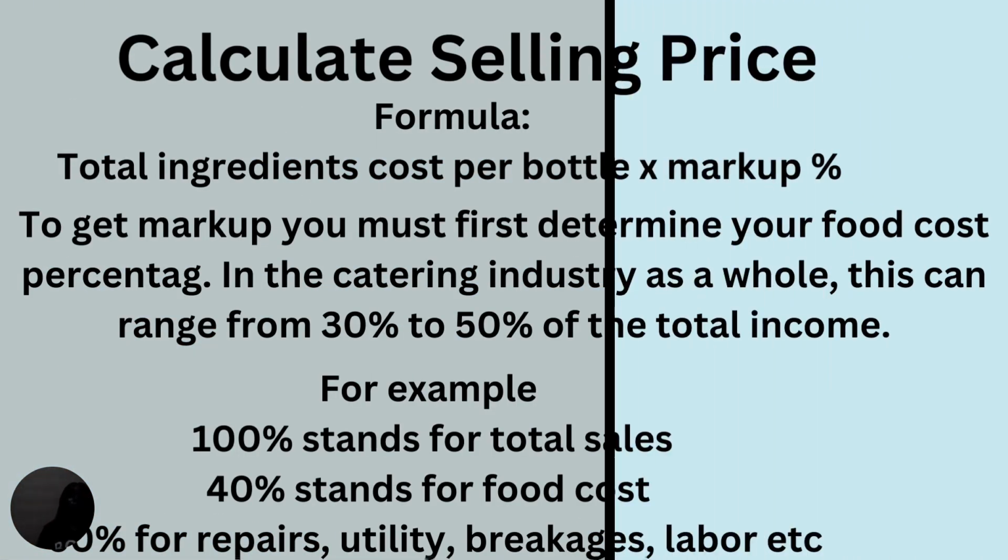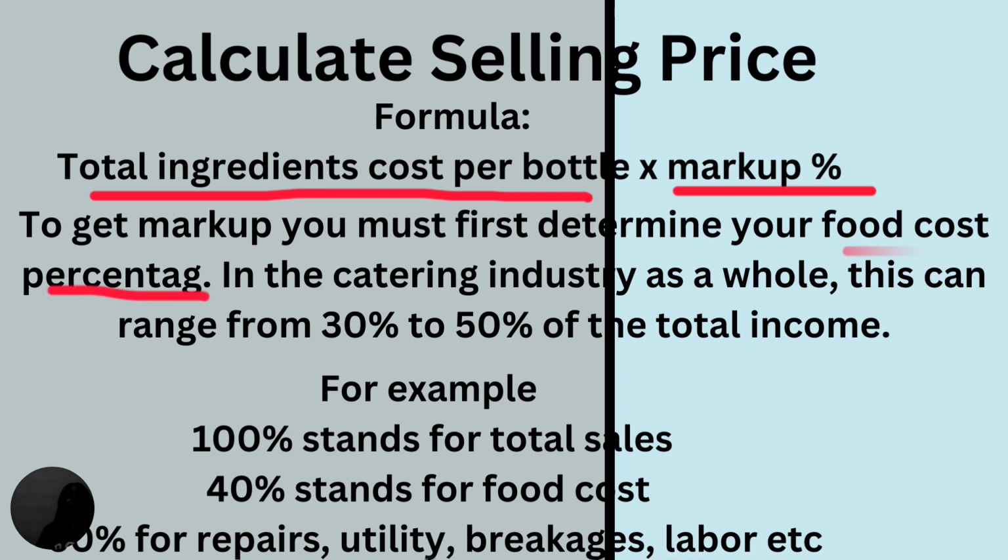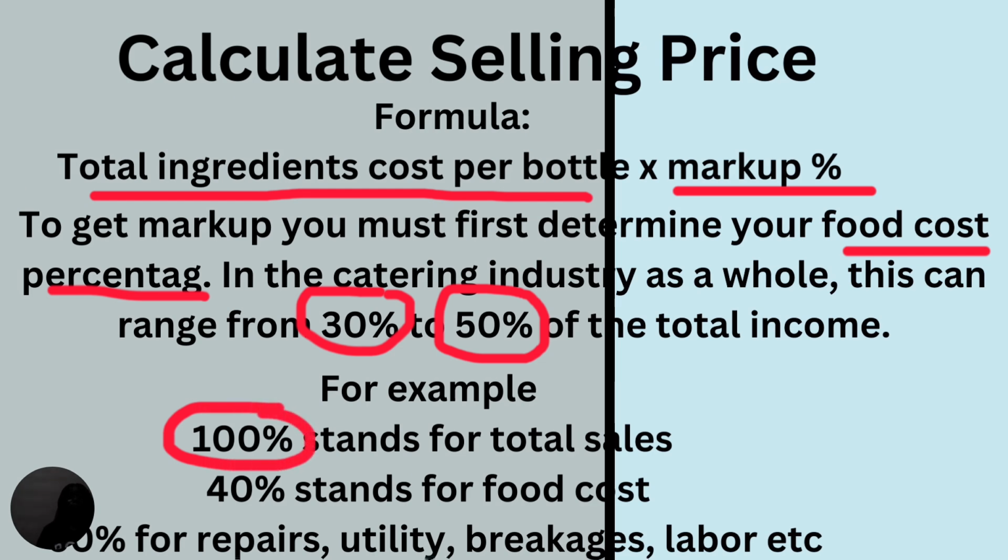This brings us to how to calculate the selling price when we are done with the cost price. Now the formula is this: total ingredient cost per bottle times markup percentage. For us to get the markup, you must first determine your food cost percentage. Now in the catering industry as a whole, this can range from 30% to 50% of the total income. For example, 100% stands for total sales, 40% for food cost, 60% for repairs, utility, breakages and labor, etc.